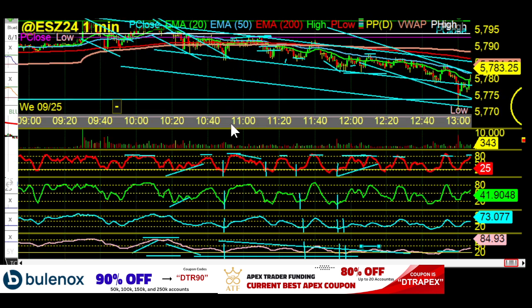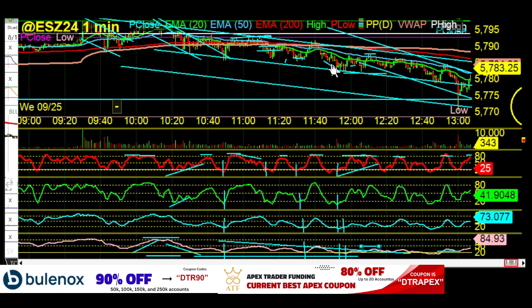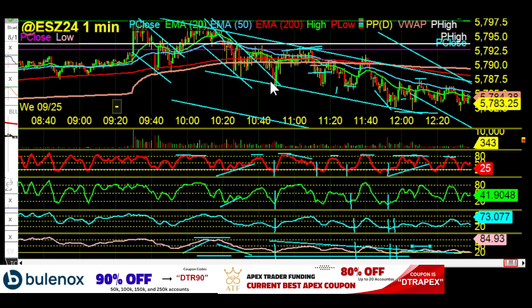But it's not worth it. Look at the small move you're getting. You're not going to get the perfect entry. You're not going to get the perfect exit. You have to wait for the divergence. Here is a quality divergence at 11 o'clock. Sell side divergence.